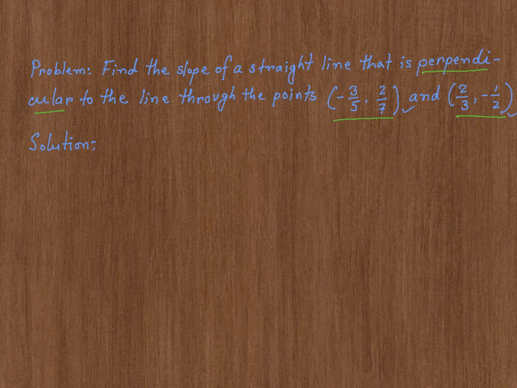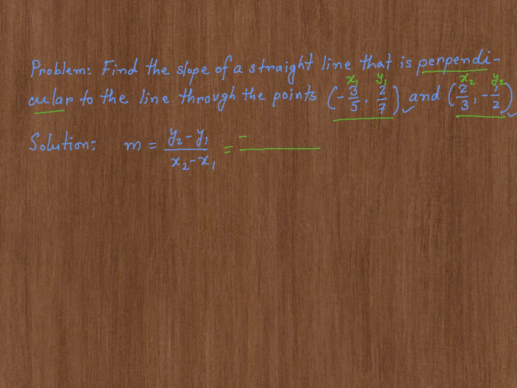To do so, we need to use the slope formula, which is m is equal to y2 minus y1 divided by x2 minus x1. I'm going to label these given points. I'm going to call this one x1, this one y1, this one x2, this one y2, and then plug in these values in the slope formula.